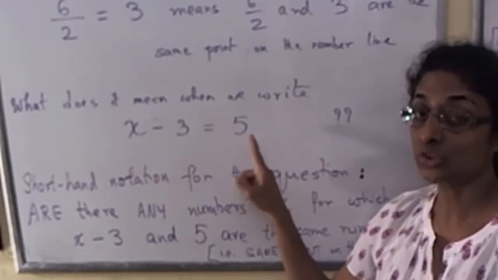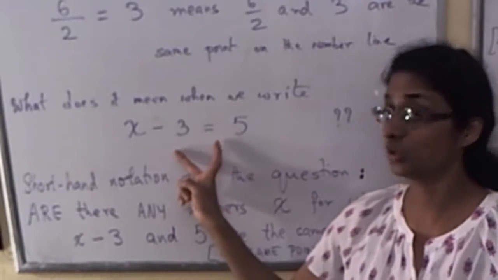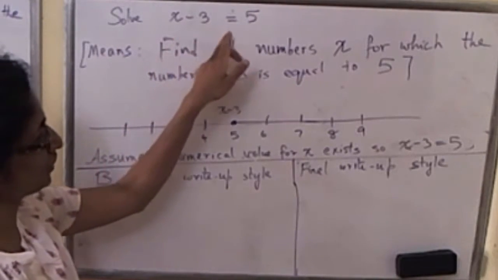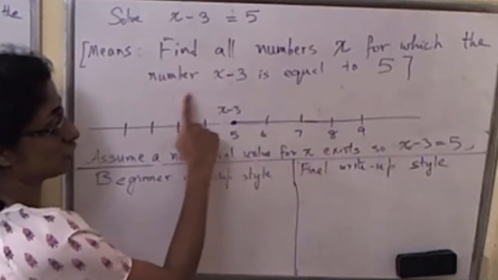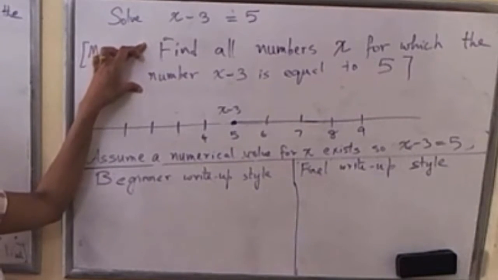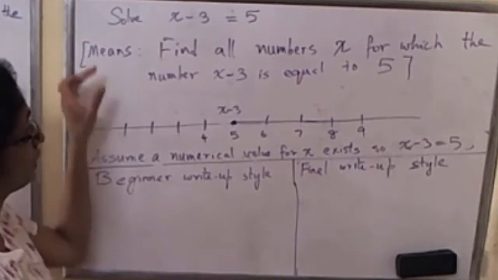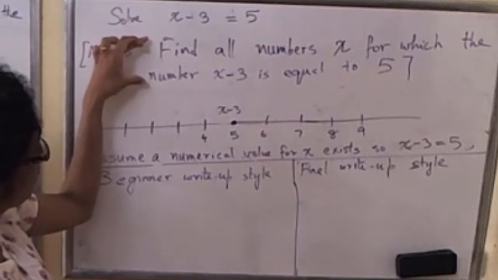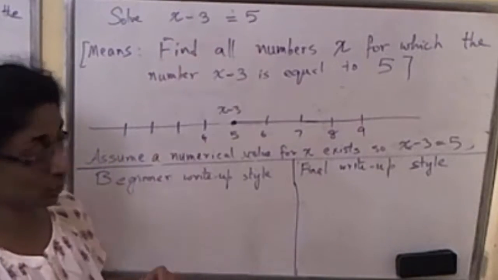That's what it means. So let's discuss on the other board what it means to solve this equation and how to solve the equation. So here I have solve x minus 3 equals 5. That really means find all numbers x for which the number x minus 3 is equal to 5. So writing the sentence or writing solve x minus 3 equals 5 conveys the same meaning. Often we choose to write this because it's simply shorter, with the understanding that it really means find all numbers x for which the number x minus 3 is equal to 5.